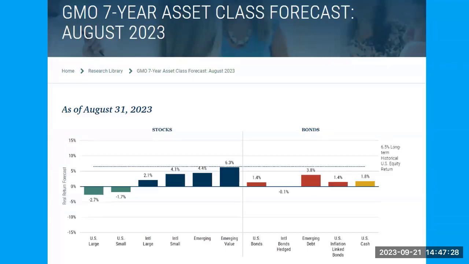So could you bet on this over the next 7 years? Would you win? Who knows? They've been pretty good in the past, but I don't know how they've been recently.